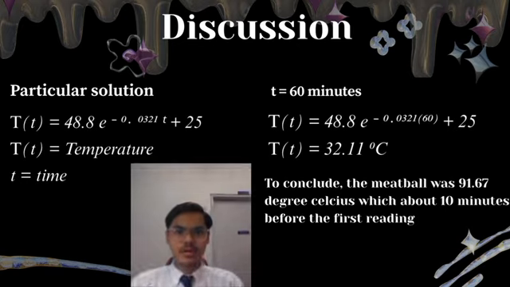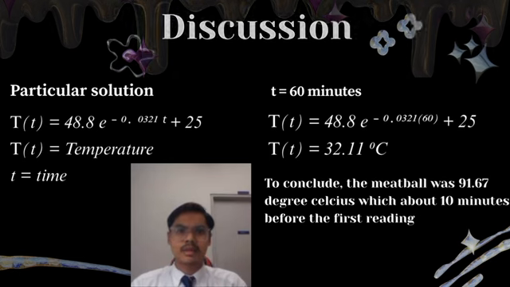Next, I use this formula to predict the temperature after a long time. I choose t equal to 60 minutes because usually after 1 hour, most hot food is close to room temperature. So, it makes sense to test the model at that point. Substituting into the formula, I get 32.11 degrees Celsius. So, after 60 minutes, the mashed potato meatball temperature is around 32.1 degrees Celsius, which is getting close to room temperature, as expected.